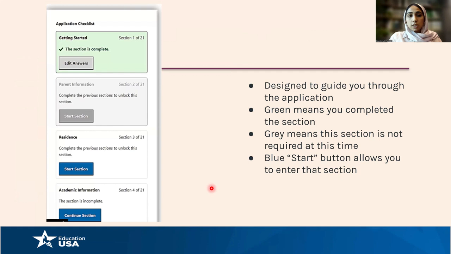Moreover, if a section is gray, like it is on the screen right now, that means it is not required at this time, so you don't need to fill it out. The blue start button allows you to enter that section, and if it's white like it is right now, that means it's incomplete and you can start it.